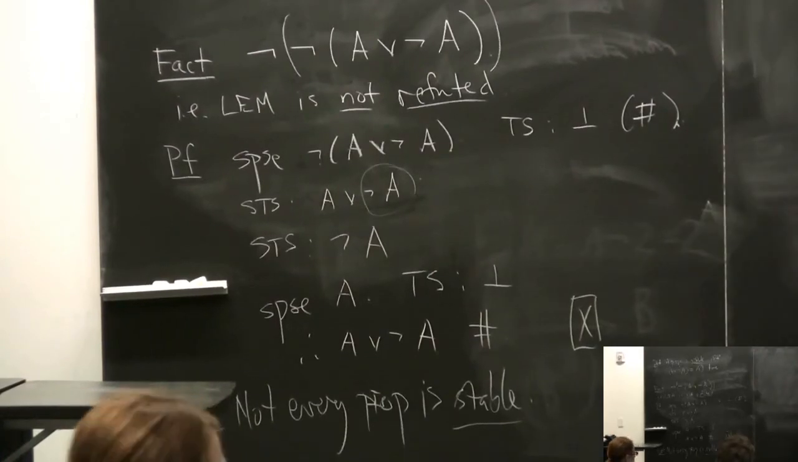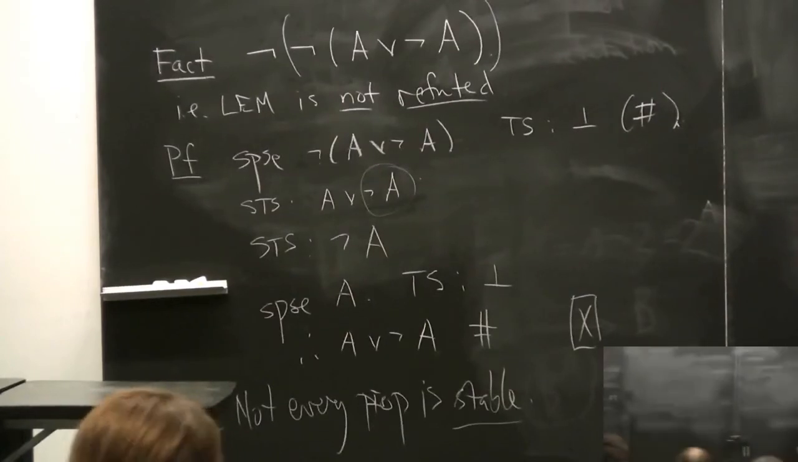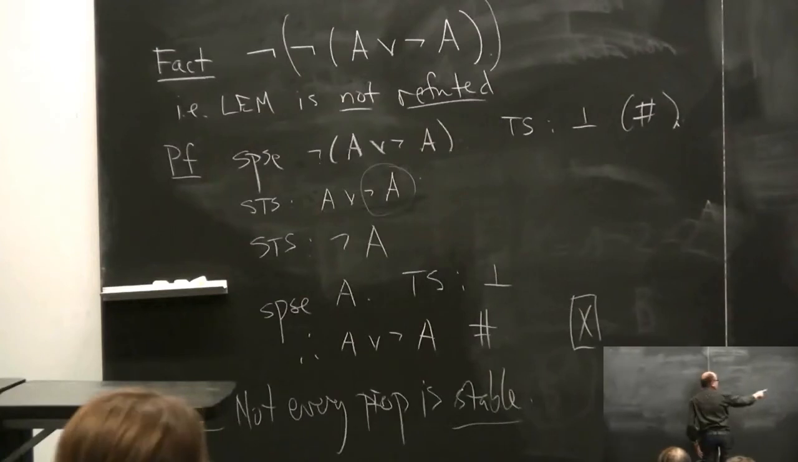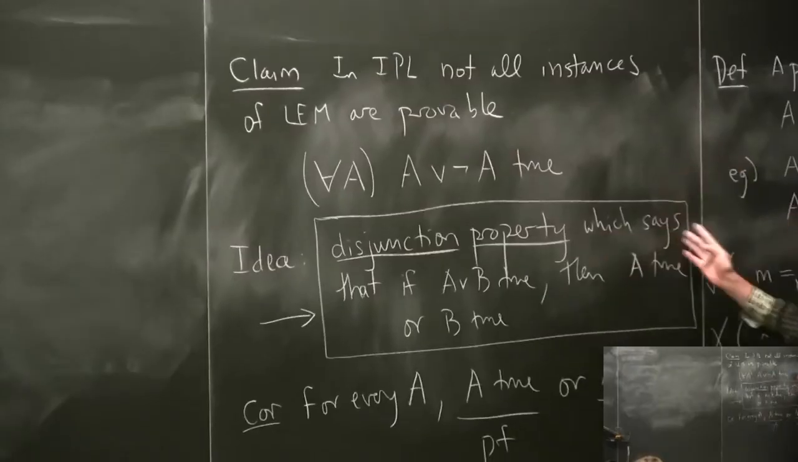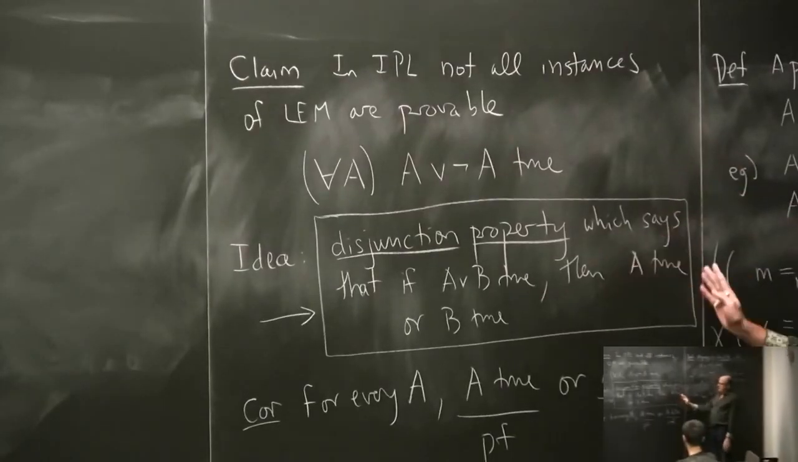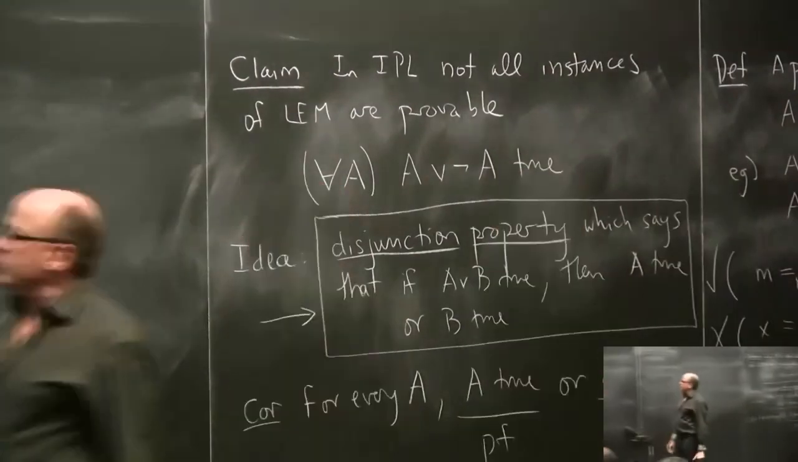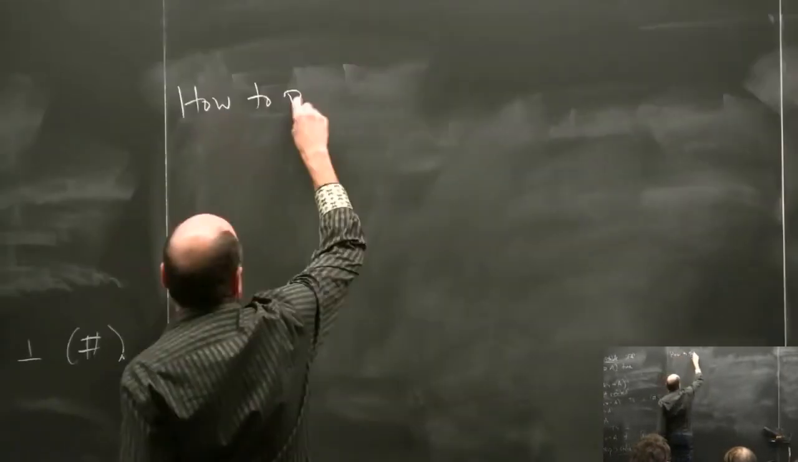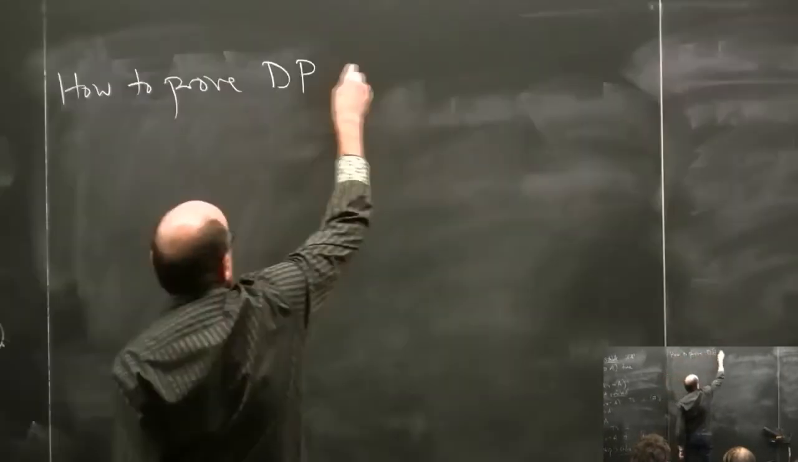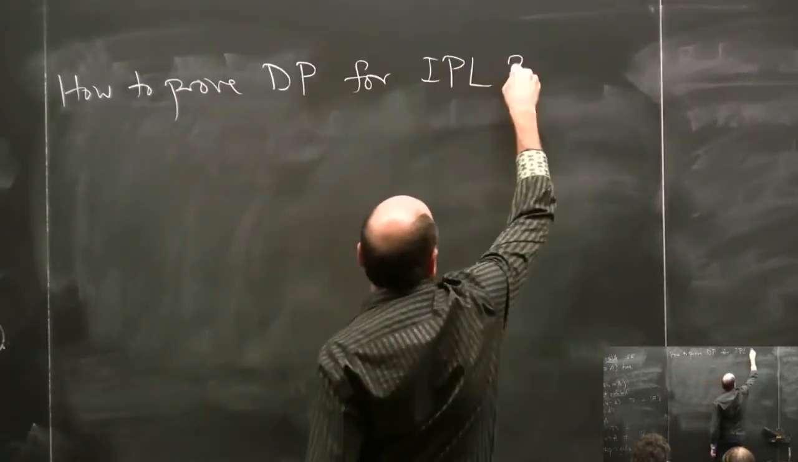So I want to go back to this claim. I want to go back to this claim about the law of the excluded middle, and I want to go back to this claim about the disjunction property. So I want to claim that IPL has what is called the disjunction property as written here. So the question is, how would we prove the disjunction property? I'll just write DP for IPL, intuitionistic propositional logic.